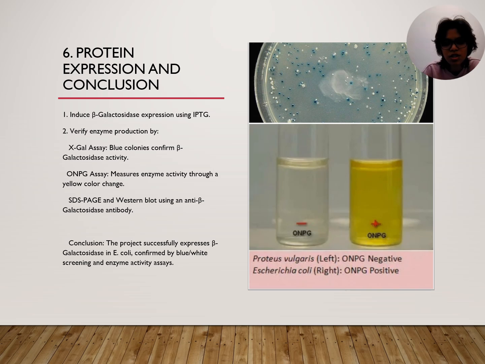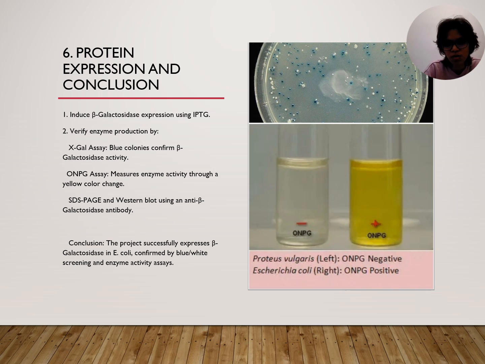The protein expression includes beta-galactosidase expression using IPTG. IPTG is a chemical compound used to induce gene expression. And the other thing is verifying the enzyme by X-gal: blue colonies confirm beta-galactosidase activity, and then measuring enzyme activity with the yellow color change. And the other one is SDS-PAGE and Western blotting using an anti-beta-galactosidase antibody.